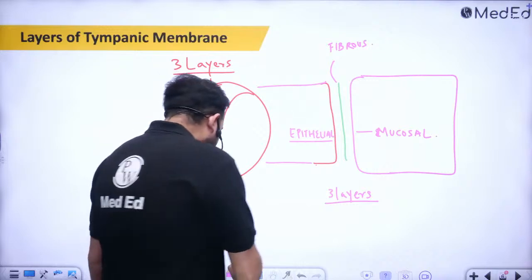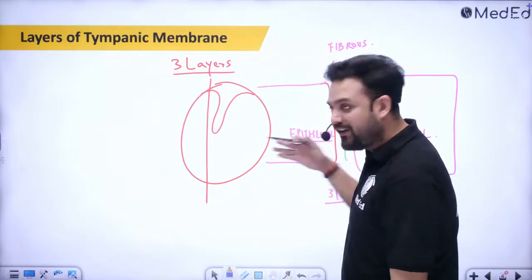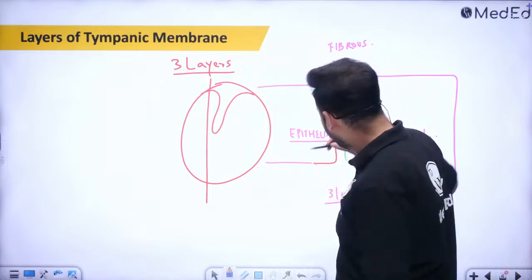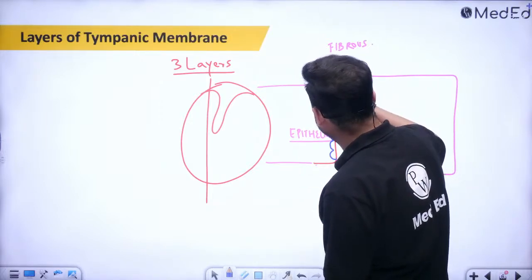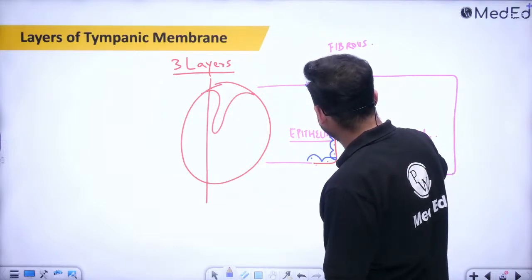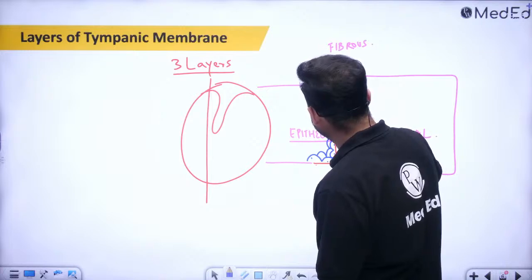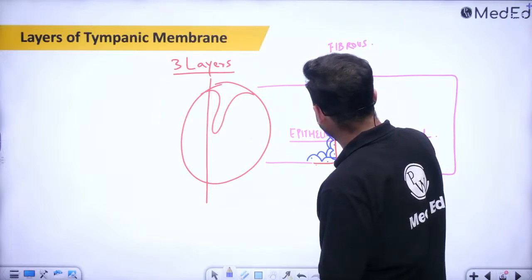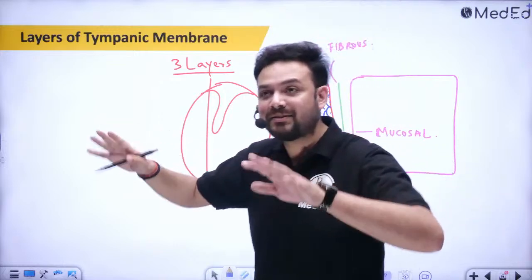Okay? This epithelial layer, which is present towards my external auditory canal, is lined by stratified squamous epithelium. Stratified squamous का मतलब क्या होता है? खूब सारे squamous cells हैं, एक दूसरे के ऊपर. There are many squamous cells. That is why we call it stratified, multiple layers. Right? Okay?